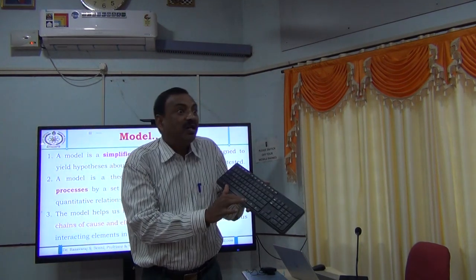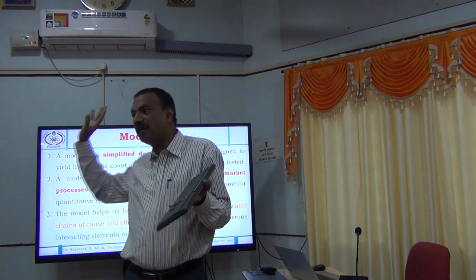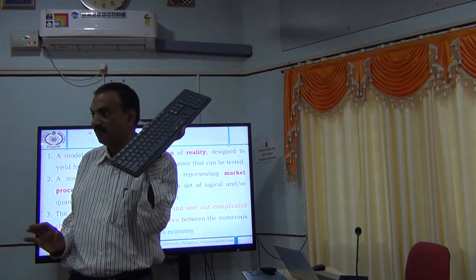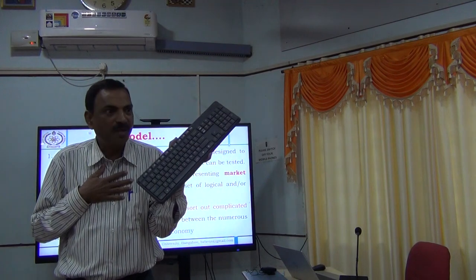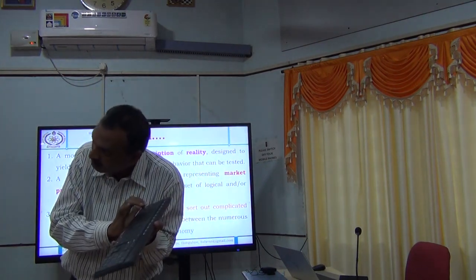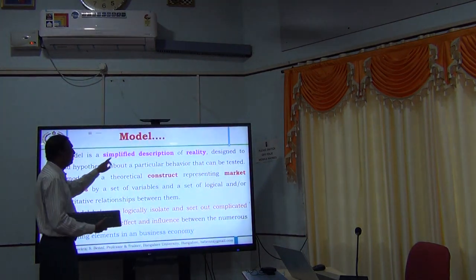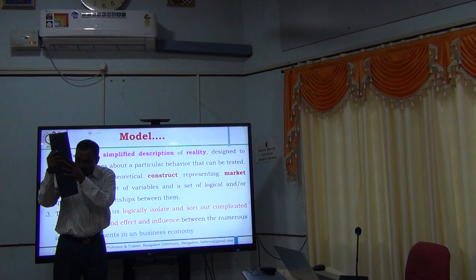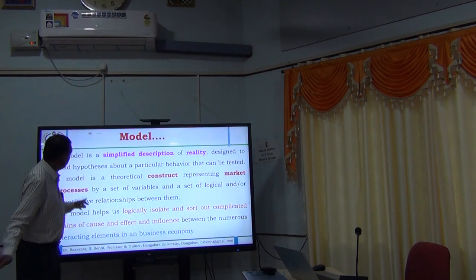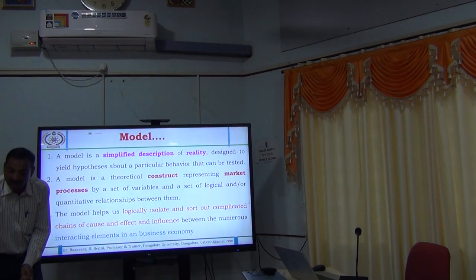Then only it can be called a keyboard. If I type something here and it doesn't reflect there, then it is not a keyboard. We call it a keyboard because we operate the keys on this keyboard and it reflects. Therefore, I repeat again, a model is a simplified description of reality, designed to yield a hypothesis about a particular behavior. It should behave.